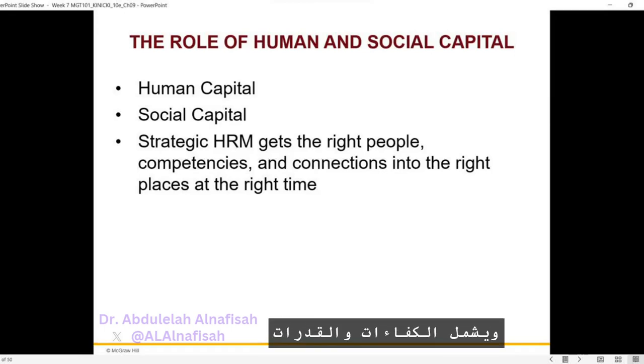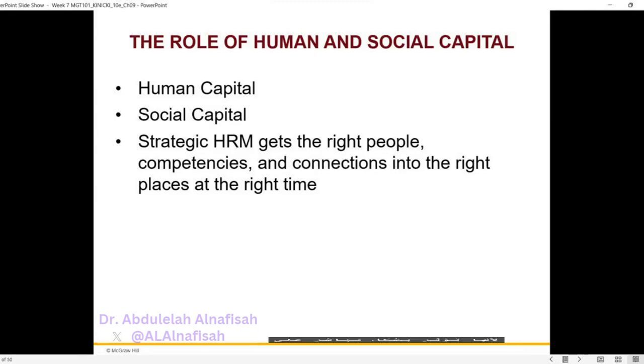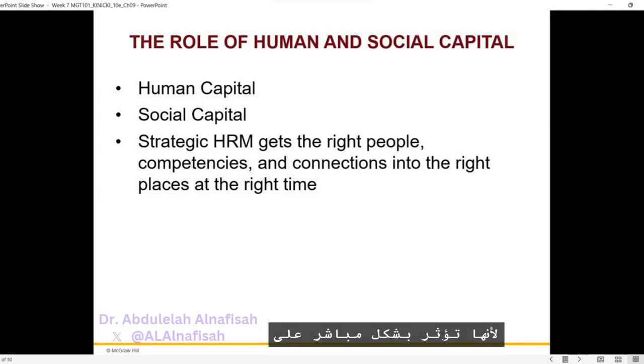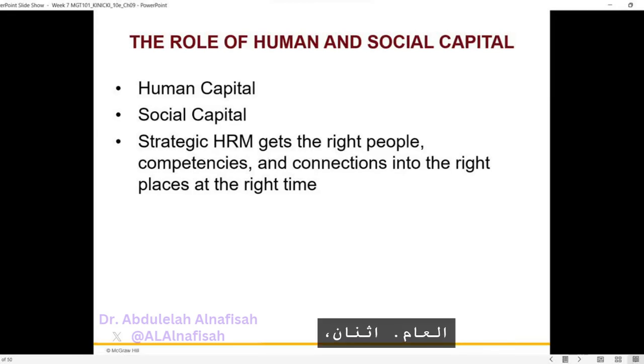It encompasses the competencies, capabilities, and expertise of individuals that contribute to their ability to perform tasks and drive organizational success. Human capital can be developed and enhanced through various means, such as training and development programs, educational opportunities, and on-the-job experiences. Organizations recognize the value of human capital as a critical asset, as it directly influences productivity, innovation, and overall performance.